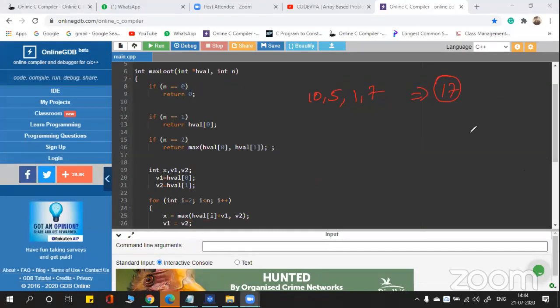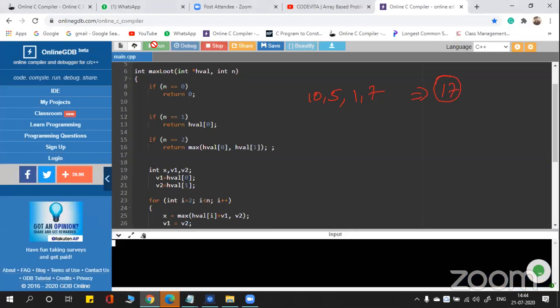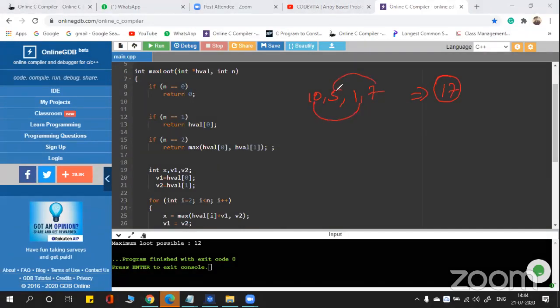Okay. But what is happening here? If you observe, I'm executing this program. I hope you can see the screen here. It is giving me 12, whatever the program we discussed yesterday. So what is happening here? Actually, it is not considering the entire question. It is taking these two values and these two values.